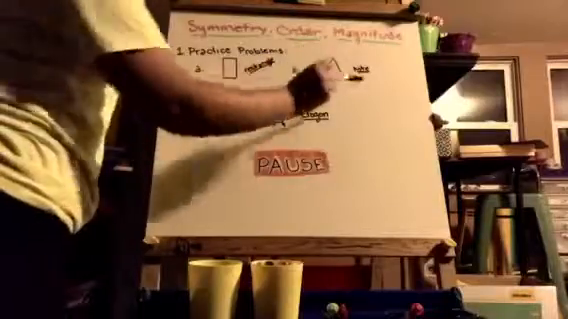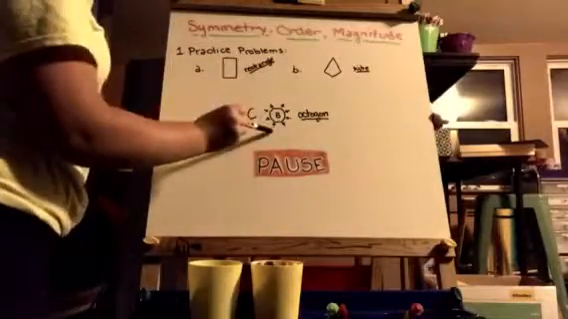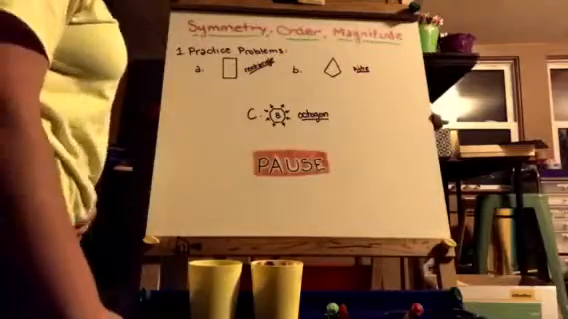Here are a few practice shapes: a rectangle, a kite, and an octagon. All you're going to do is show all the lines of symmetry on each shape. Pause the video here, and I will be back in a minute to tell you the answers.